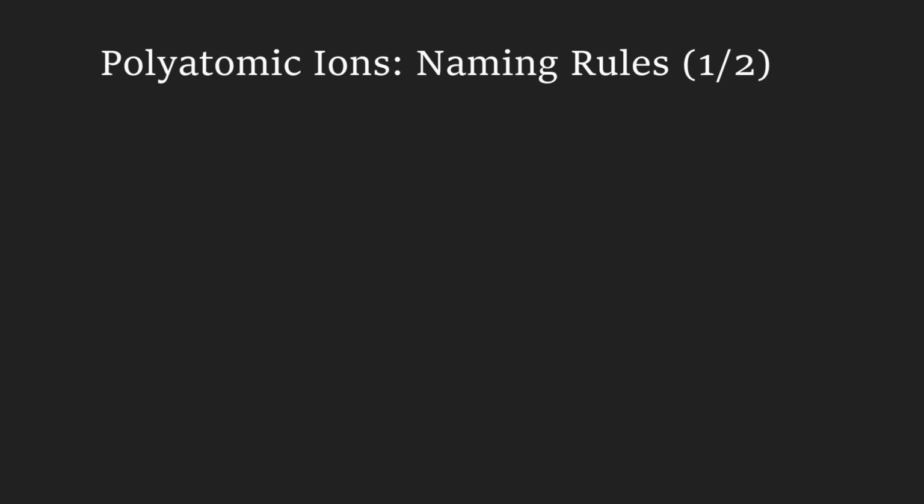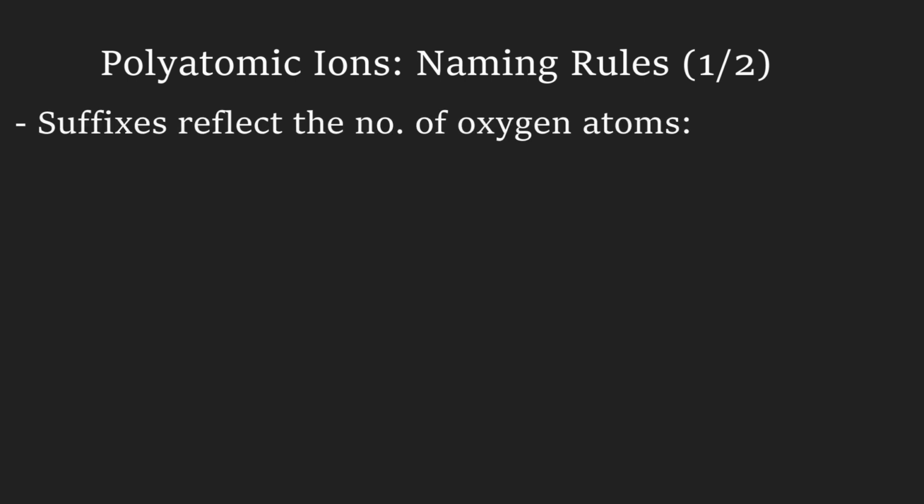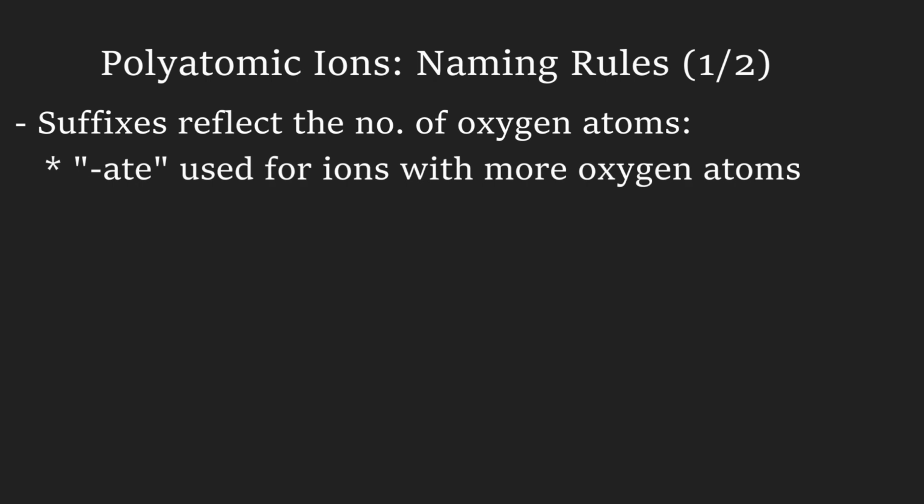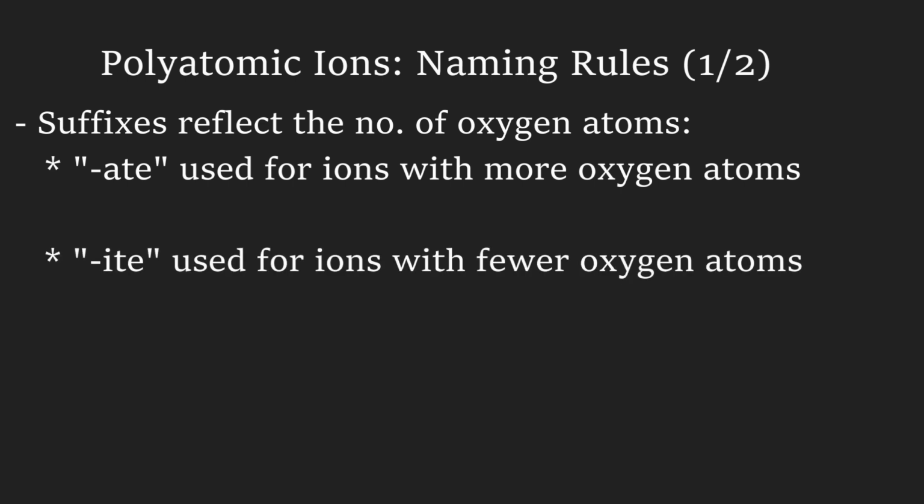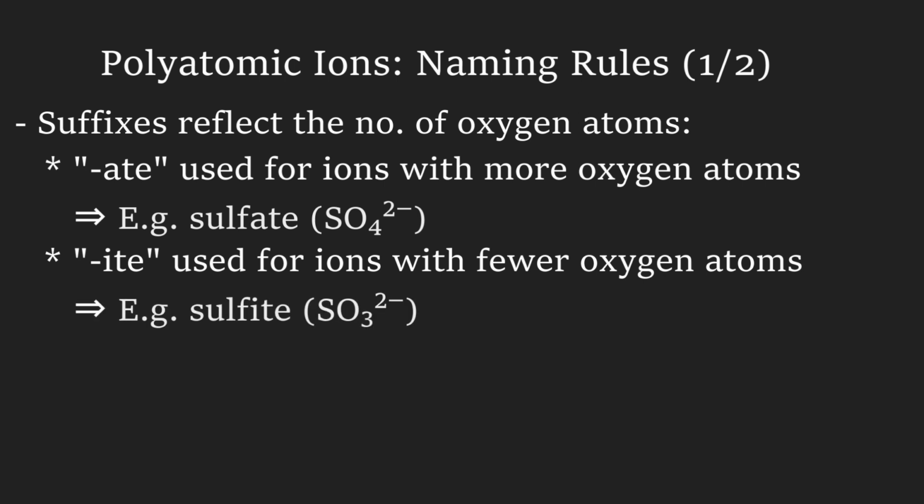First, many polyatomic ions have suffixes that reflect the number of oxygen atoms that they have. For example, the suffix ate is often used for ions with a higher number of oxygen atoms, while ite is used for those with fewer oxygen atoms. For example, sulfate, SO4 2-, has more oxygen atoms than sulfite, SO3 2-.